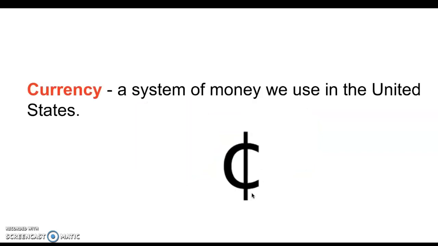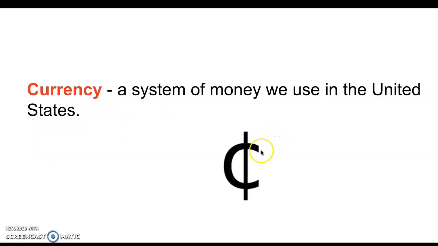So both the penny and dimes are coins we use for currency. We talked about this word yesterday. Currency is a system of money we use in the United States. Can you say currency? And let's say this all together. Currency is a system of money we use in the United States.